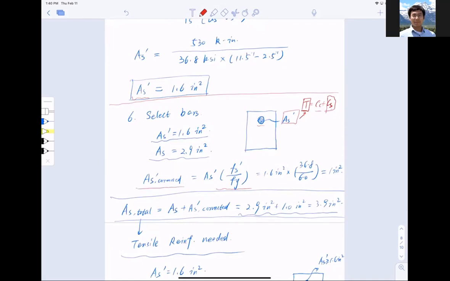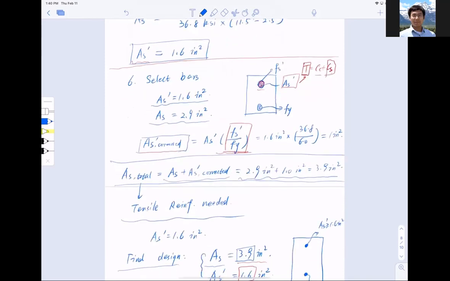prime corrected, because this is essentially the stress in the compressive side of it and the stress in the tension side of it. This is Fy, this is Fs prime. Okay, because they're in a different stress state, so they're not a one-to-one conversion. So I need to add this one as a corrected version because I have to add this amount to the tensile reinforcement to balance.